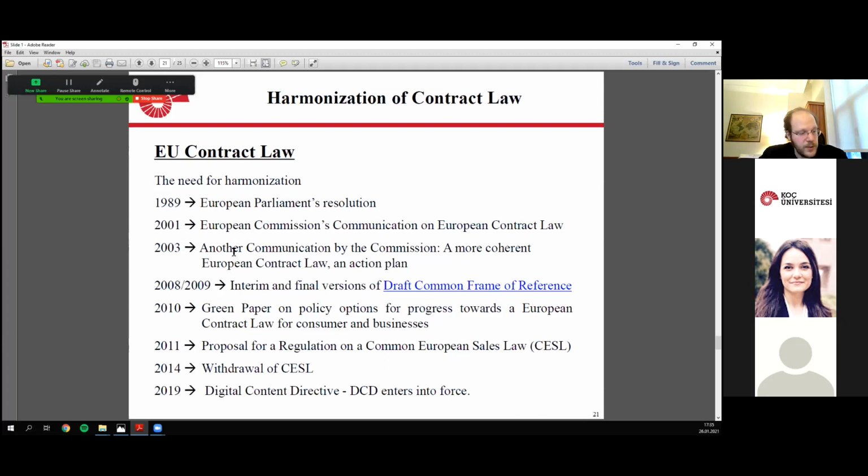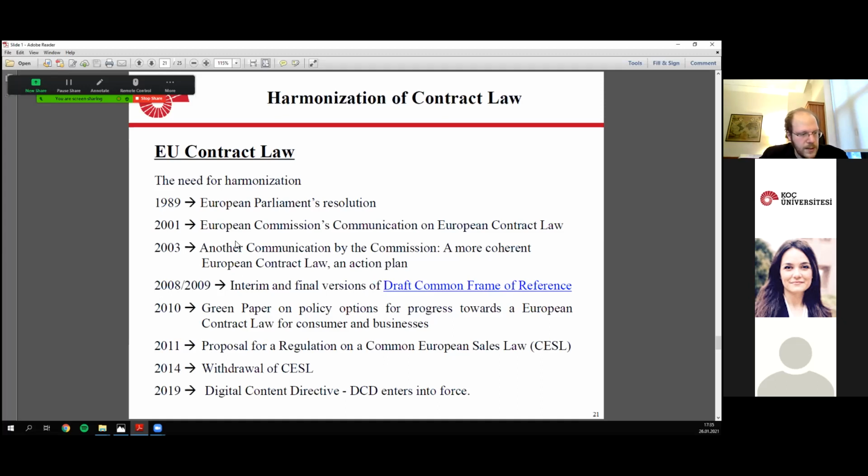Another communication came in 2003, where it was decided that the EU should prepare a common frame of reference. So when I was talking about the 4 options before, the second option was adopted. They wanted to create some rules as a toolbox where appropriate when presenting proposals to improve legislation, the quality and coherence of the existing acquis communautaire, and future legal instruments in the area of contract law. So we have seen that the EU has given up on a common European contract code, but rather started to draft some non-binding soft law instruments.